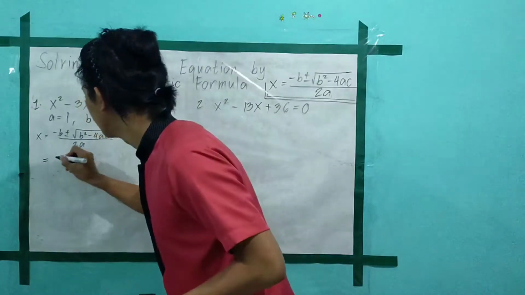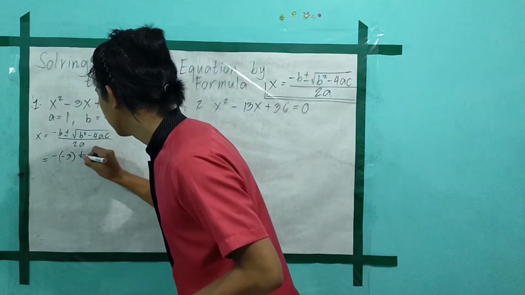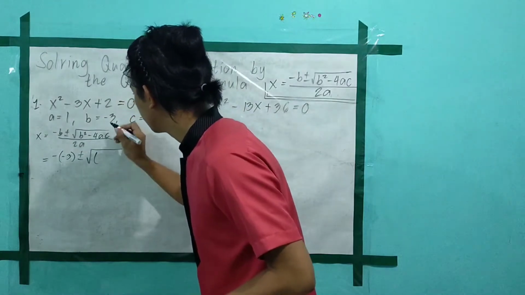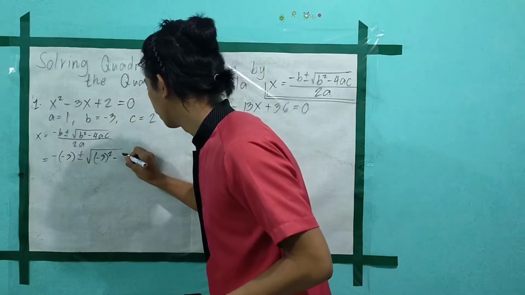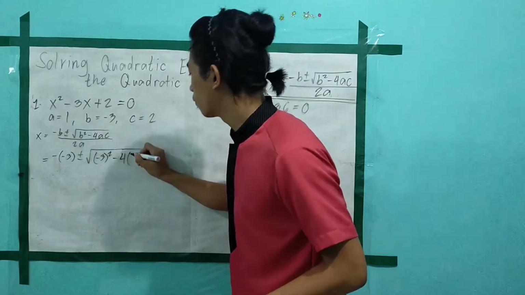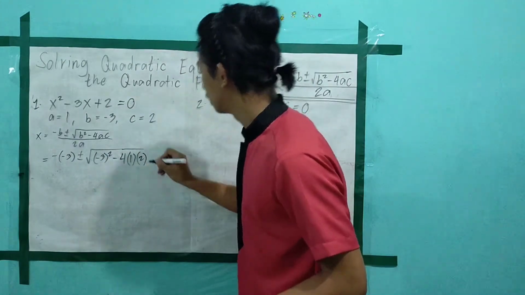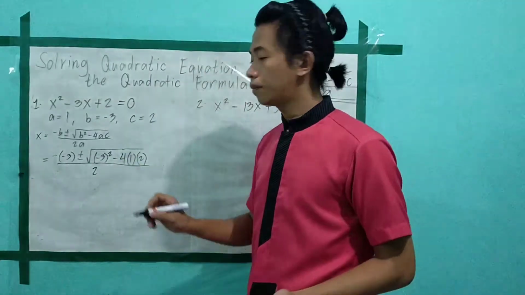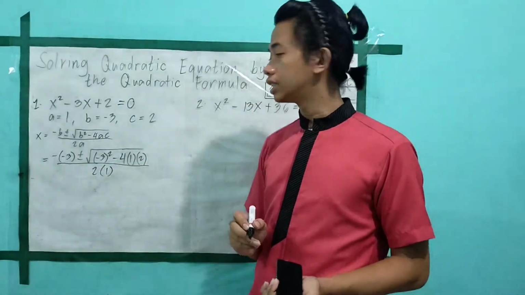Substitute natin, so we have negative, ano yung b natin? We have negative 3 plus minus square root of b squared. So, ang b natin is equal to negative 3. Substitute muna natin, is square less 4. Multiply to, ano yung a natin? We have 1. Multiply to c, we have 2. That's it. Then, all over 2 multiply to our a. A natin is equal to 1. So, sinubstitute lang natin siya.